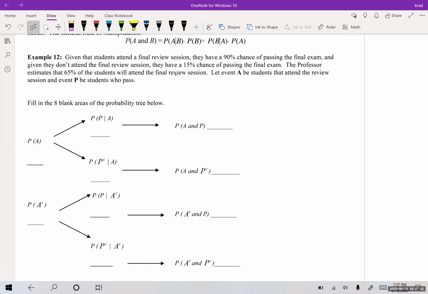So here it says the probability of passing given that you attended. Well, it says right here, given that a student attended the final review session, they have a 90% chance of passing the final exam. So this is 0.9, right? Now remember, this P complement means not passing. If this means passing, this means not passing, okay? So the probability of not passing given that you attended, well, that's the leftovers, that's 10%, right? Everybody okay with this, hopefully?